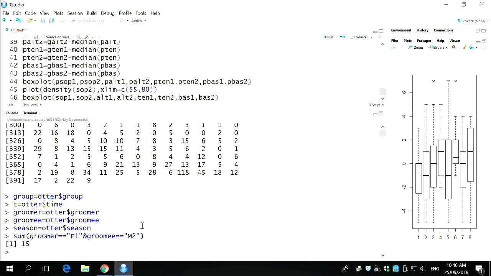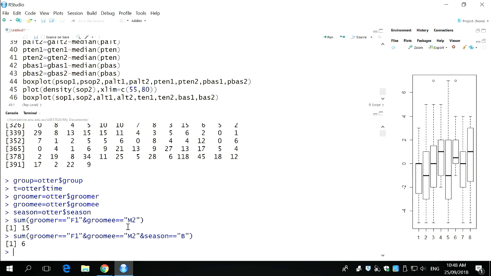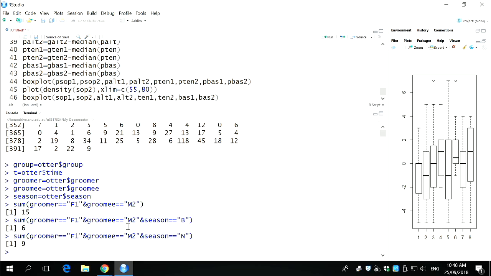Now the secret to getting started on this particular project is you're going to be using a lot of statements that look a bit like this, combining different conditions to reflect a certain grooming pair or to reflect what happens in a certain season. So for instance, if you wanted to know the number of times that F1 groomed M2 during the breeding season, you'd do that. And during the non-breeding season, you'd do that. So you'll be using these conditionals a lot, and this is to create aggregates.